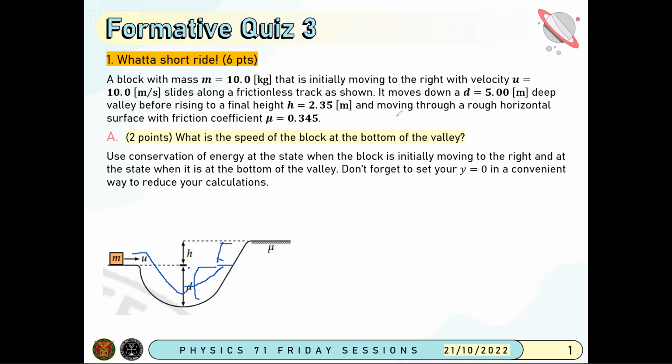And then after, it moves through a rough horizontal surface with a friction coefficient mu, which is 3.345. So this is frictionless. The valley is frictionless, the initial surface is frictionless, but the final surface at the top has friction. First question: what is the speed of the block at the bottom of the valley? What is the speed of the block at this bottom?